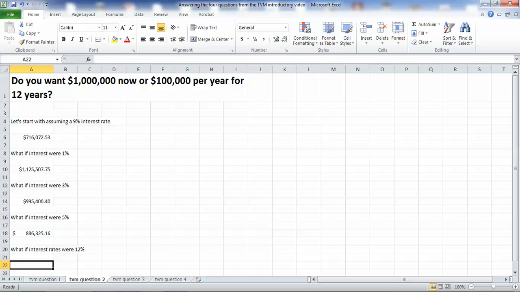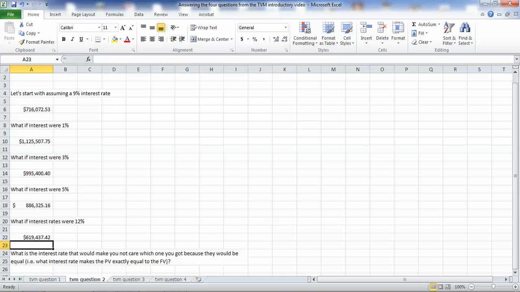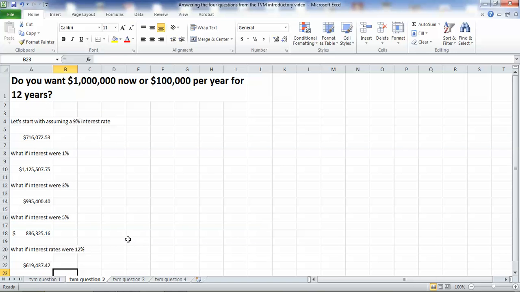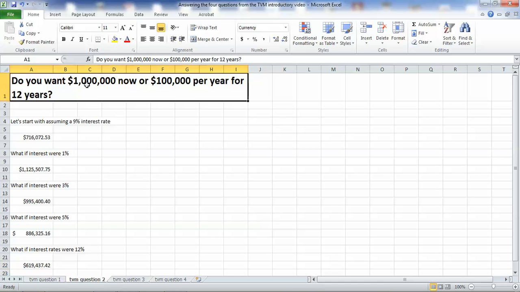Beautiful. All right, so what if our interest rate were 12%? Let's take a look at that. So it's equal negative PV, and our rate is 0.12. Our number of periods is 12. Our payment is $100,000. Our future value is 0. Hit close parenthesis and then return, and that is worth $619,000. So as you can see, as our interest rate goes up, the present value of the payments goes down, because we can put $1 million in the bank and earn interest on it.